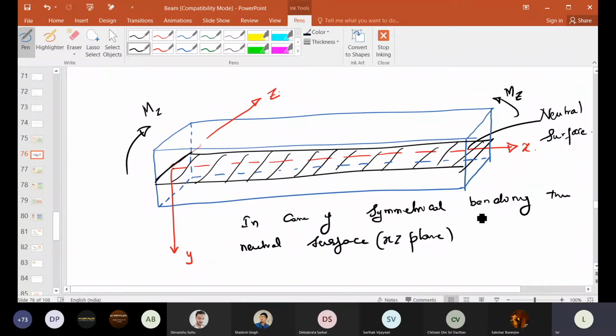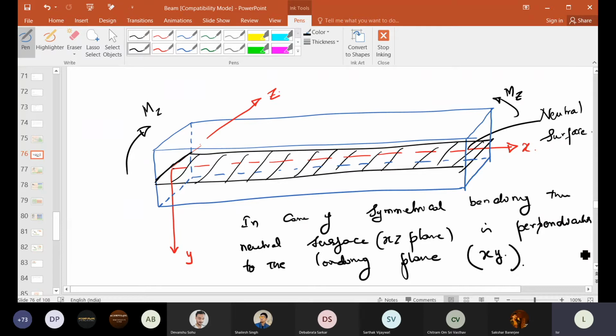You agree or not? Yes, it is in the xz plane, perpendicular to the loading plane. The loading plane here is xy. Okay, the loading plane is xy. So this is what we have in our symmetrical bending.